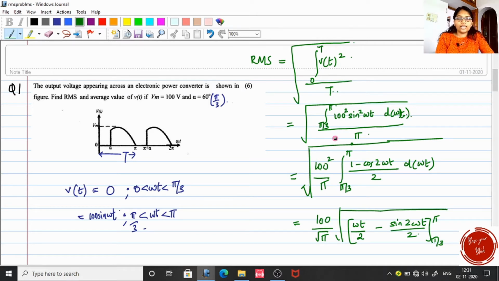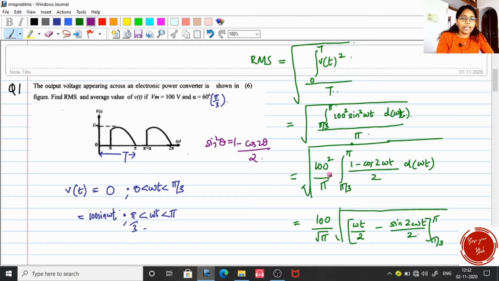The next step is taking the constant outside the integration. So 100 square is taken outside, and in the denominator you have pi, so 100 square and pi are written outside together. Inside, sin square omega t has been rewritten as 1 minus cos 2 omega t by 2. That is one trigonometric identity: sin square theta is equal to 1 minus cos 2 theta divided by 2, which has to be substituted at the time of integration. Every sin square theta which comes under integration must be replaced with 1 minus cos 2 theta by 2. Then only you can proceed with the integration.